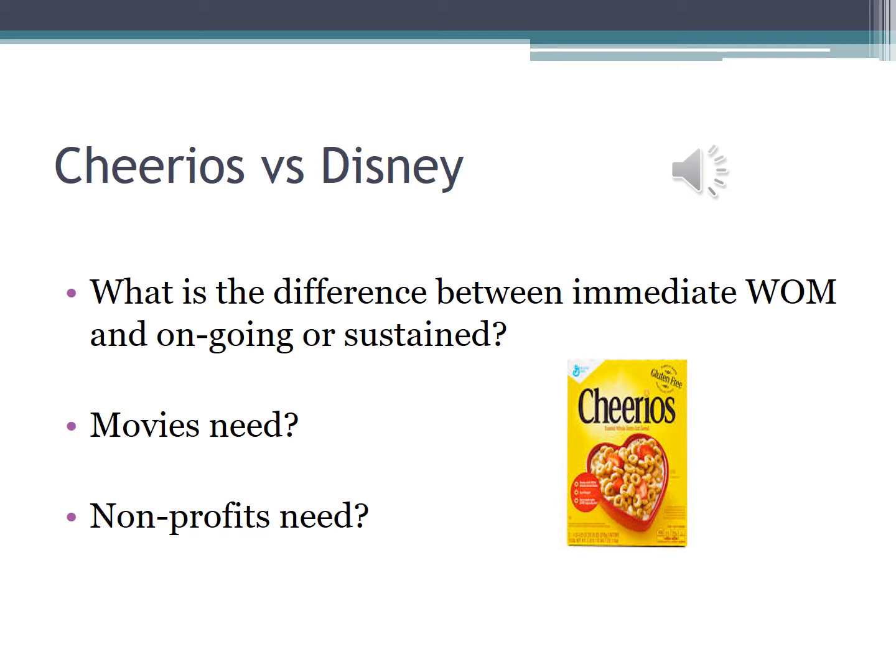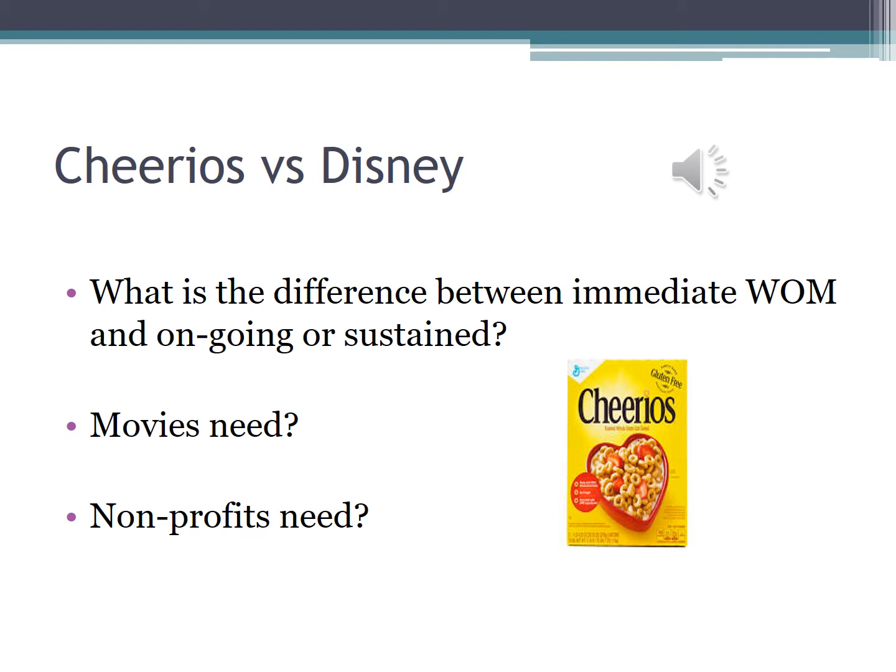Immediate is when you happen to be going on a vacation and you're looking at things and Disney comes up. The sustained or ongoing is more for the Cheerios. Cheerios is something that we have every day, so it's more talked about. It has more buzz about it than Disney does. It's almost counterintuitive to think that we would talk about something as mundane as Cheerios. But remember, we have a tendency to talk about personal experiences.